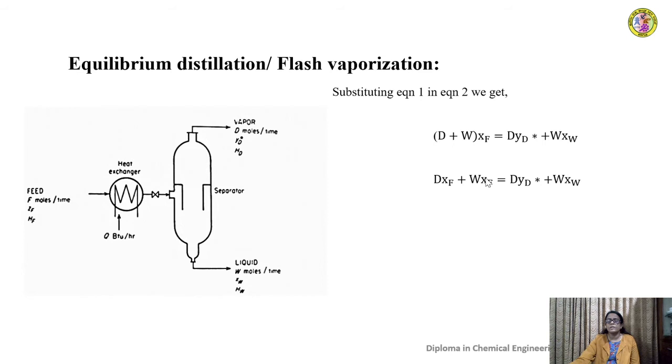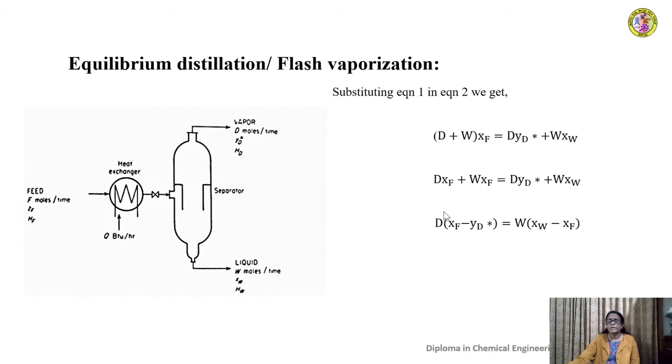So let us shift all the D terms to one side and all the W terms to the other side. Taking this term to the LHS, then taking out D as a common term outside the bracket, what you get is D into XF minus YD star. In the same way, on the right hand side, you get W into XW minus XF. This term, when shifted to this side, becomes minus WXW.